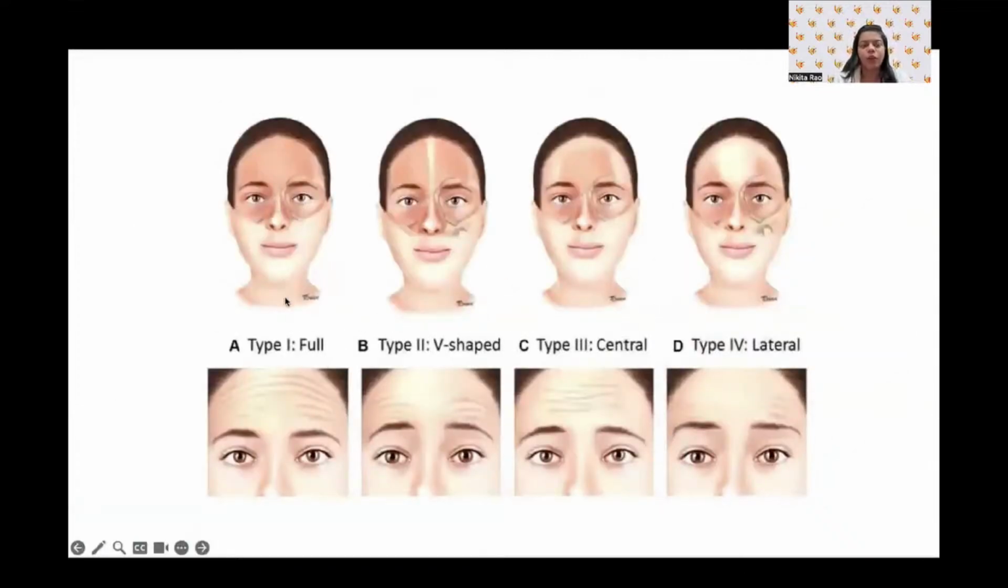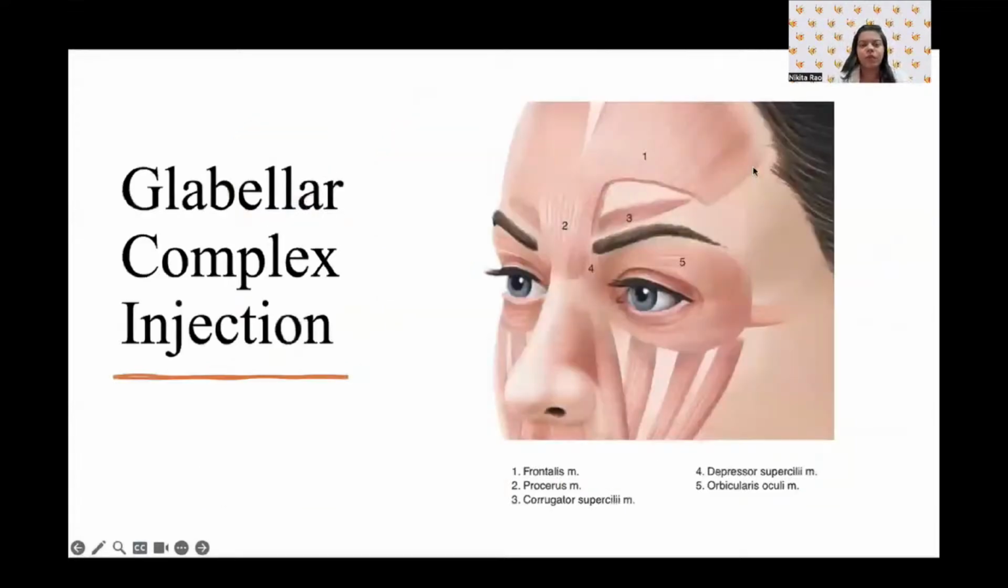Type 1 is full, where the muscle is present throughout the forehead. Type 2 is V shape, where a central V-shaped area lacks muscle. Type 3 is central, where muscle fibers are predominantly present over the central area and lacking over the lateral area. And type 4 is lateral, where only the lateral forehead has muscle fibers.